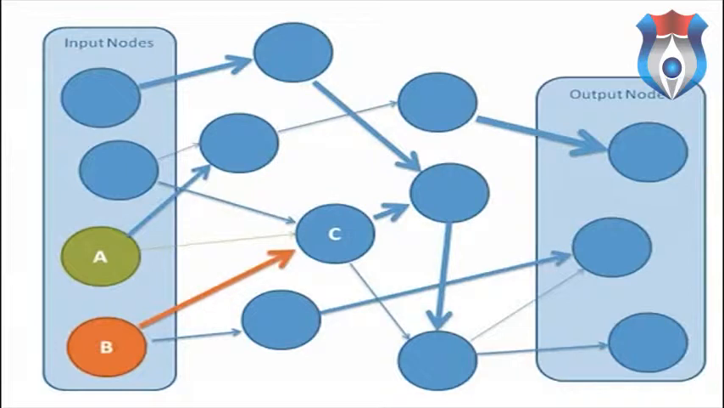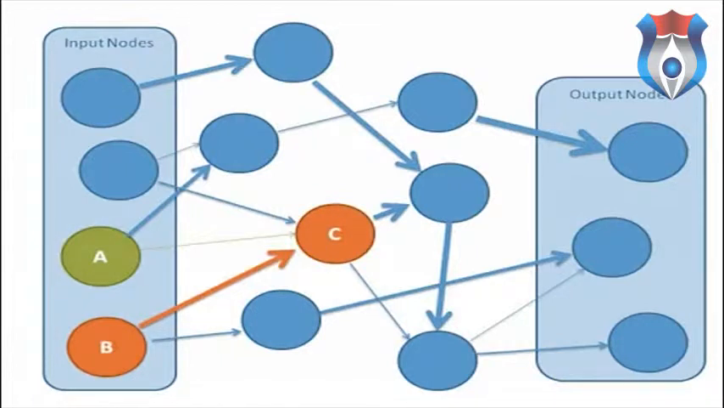Here, nodes A and B have been given the values green and orange, and they try to pass on these values to node C since they are connected to it. Since the connection weight between B and C is much larger than the connection weight between A and C, node C decides B is more important to it and takes its value.